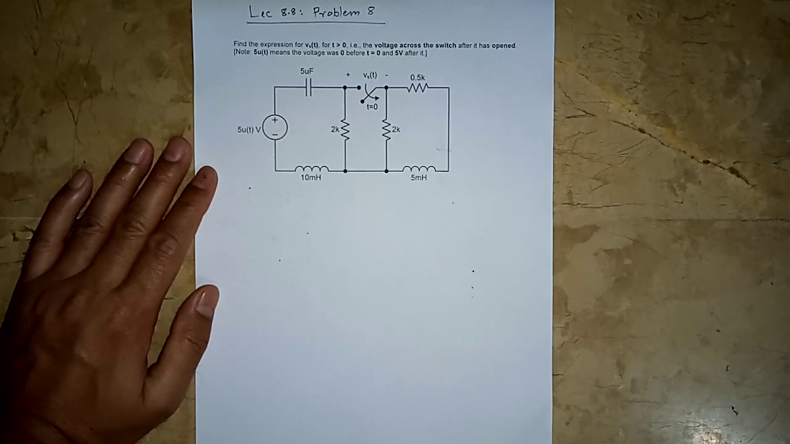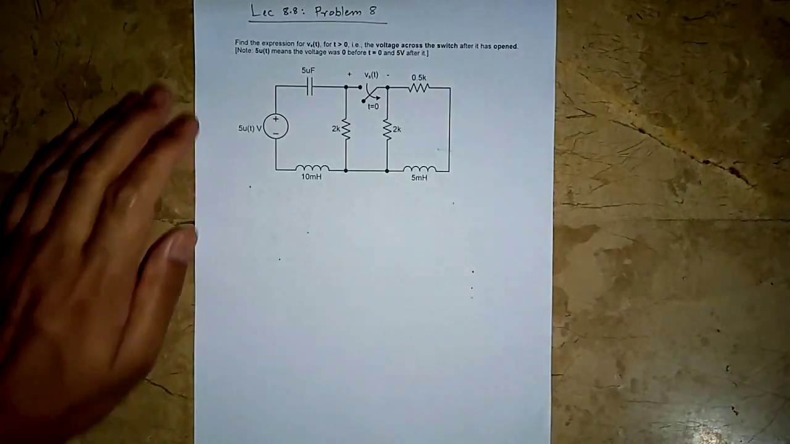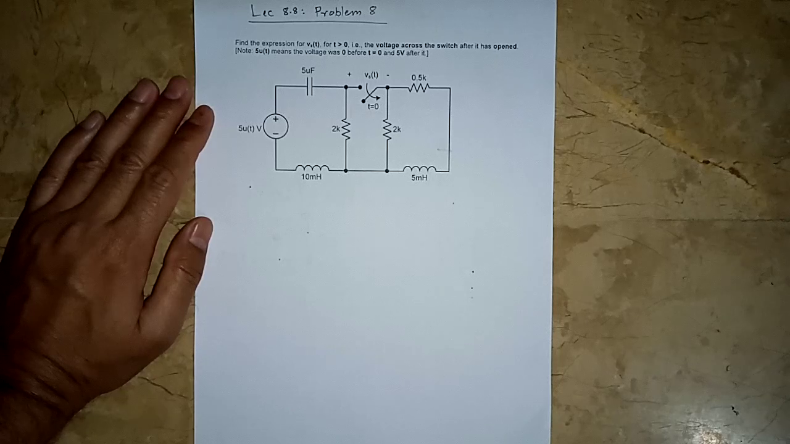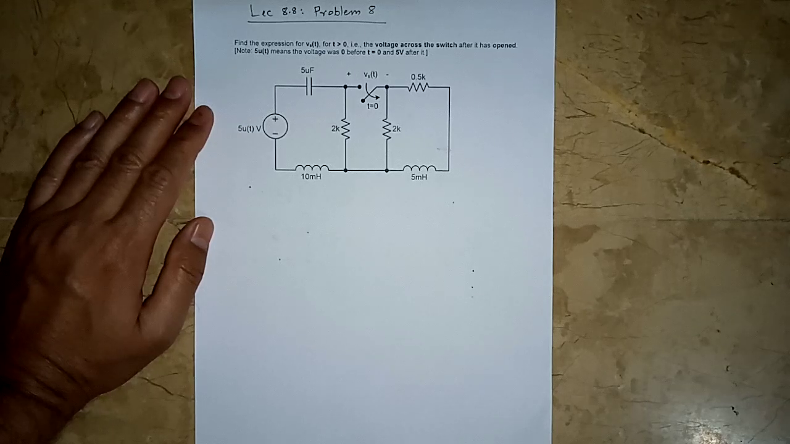So if you look at this problem, here we have to find the voltage across the switch. Obviously, the switch was initially closed. A closed switch is going to have a voltage of zero because it's a short circuit, but when it opens up, the voltage across it would not be zero. It will be basically because of the two circuits on each side, and we have to come up with an expression for it after it opens up.